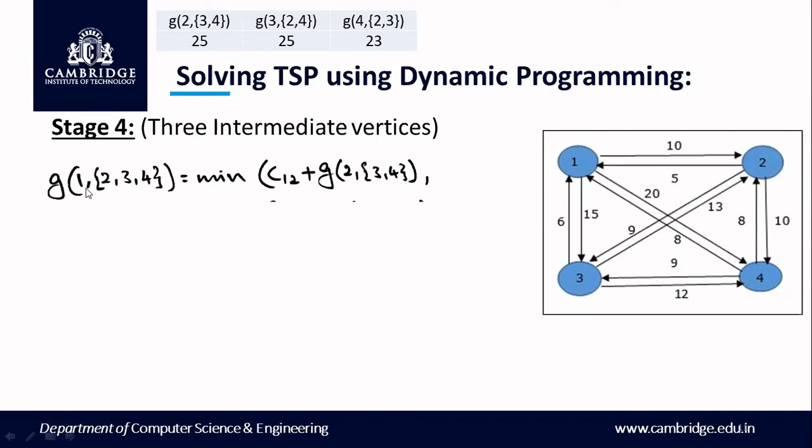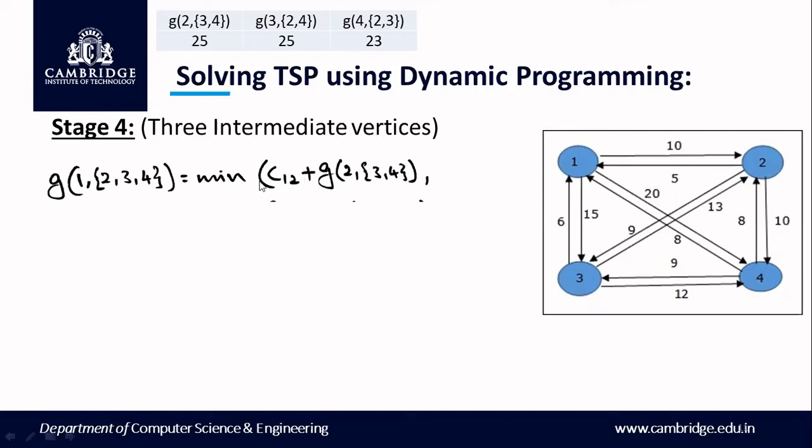So therefore, we have 3 intermediate vertices before our journey reaches back to our source vertex. So our source vertex here is vertex 1. So therefore, the shortest path can be estimated based on either one of the 3 paths: from vertex 1 to vertex 2, vertex 1 to vertex 3, or vertex 1 to vertex 4.